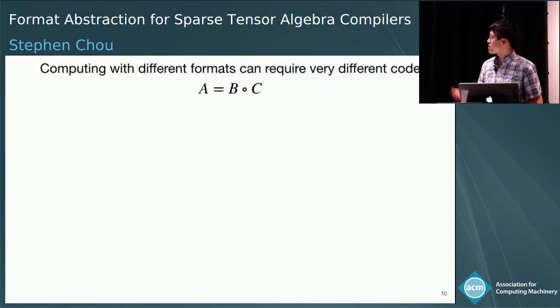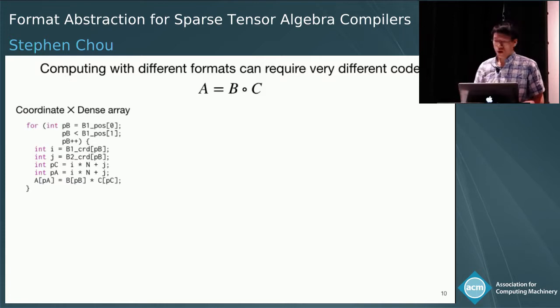As an example, consider this very simple expression that element-wise multiplies 2 tensors b and c. Now, if b is stored in the coordinate format, but c is stored as a dense array, then we can take advantage of the fact that dense arrays support efficient random access to perform this operation by iterating over elements in b and for each element, find its corresponding element in c. And this can be done with a single loop, as shown on the left here.